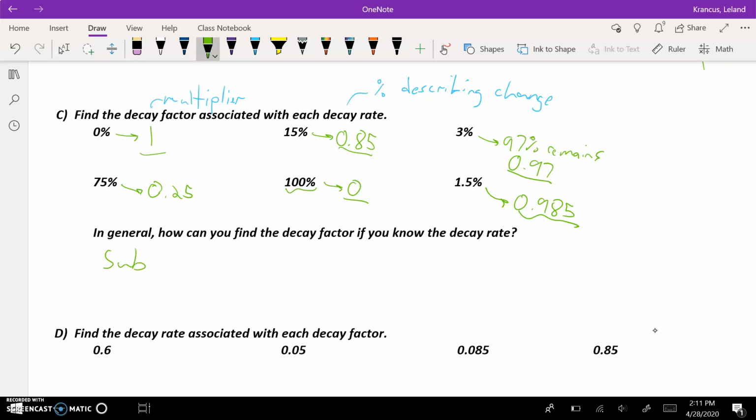that percent from 100. So I subtract the decay rate, percent, from 100%. Remember the decay rate tells you how much it goes down by. You want a number that tells you how much remains. Okay, so something goes down by 75%, 25% remains. And then convert that value to a decimal.